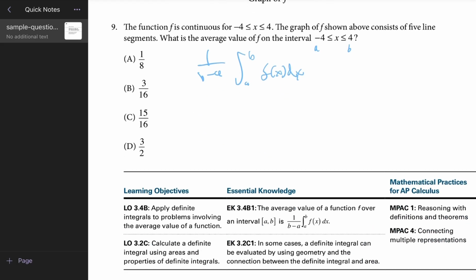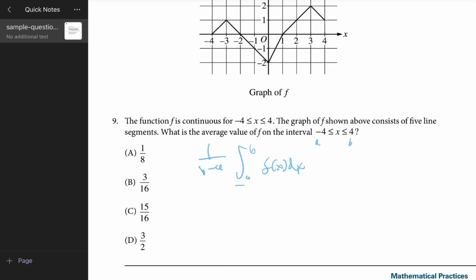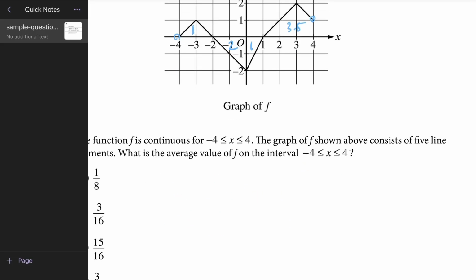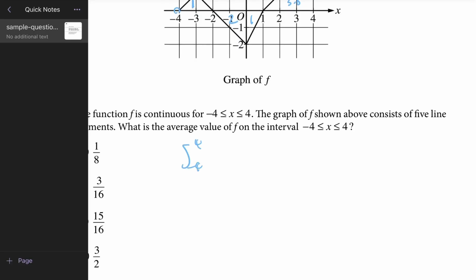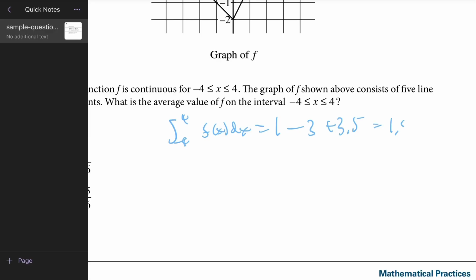We don't actually have the f of x function, but we can basically find the area under f of x from negative 4 to 4. So if we count these squares, we have 1, and then this is 2, but this is underneath the graph. So this is 1, and then this is 2, so this is 3.5. So the integral from negative 4 to 4 of f of x dx is equal to 1 minus 3 plus 3.5, which is just equal to 1.5.